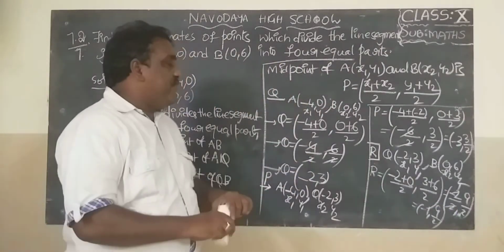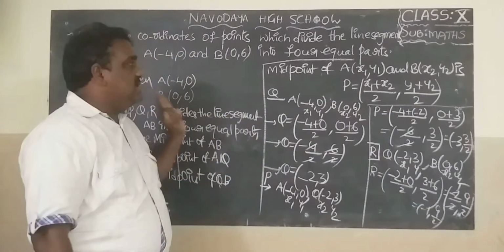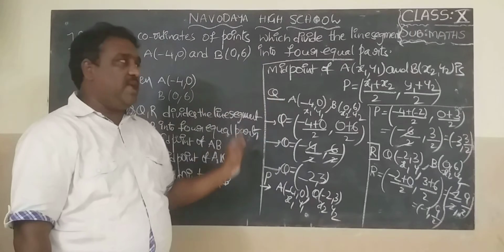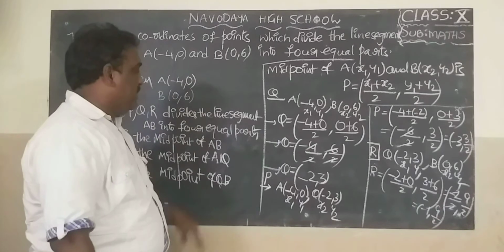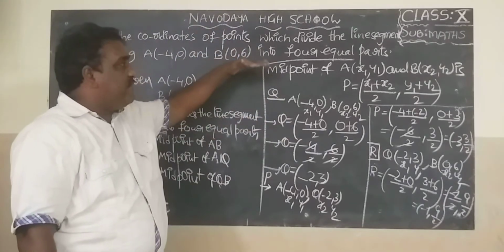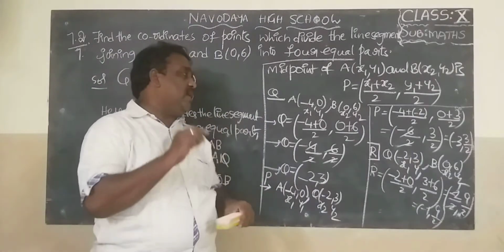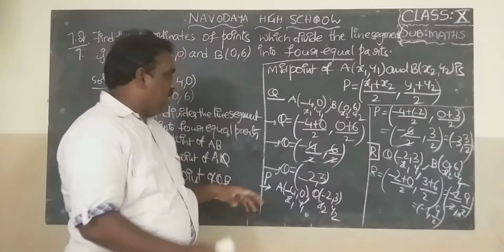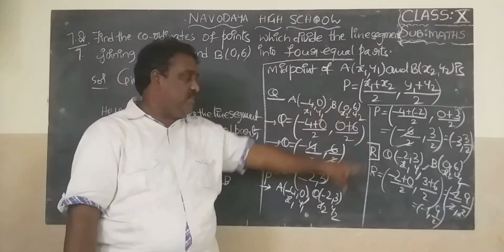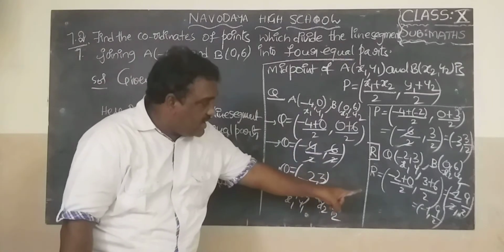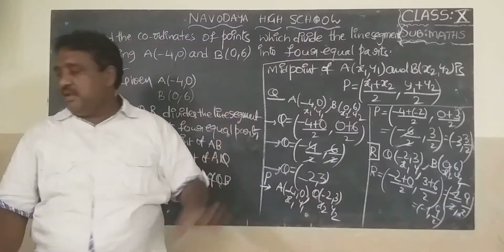So here I follow the midpoint formula only. Okay? So Q is the midpoint of AB, P is the midpoint of AQ, R is the midpoint of QB, and by applying the midpoint formula only, you can apply the ratio formula also. By applying the ratio formula also, you are getting the same answer. So I am getting Q as minus 2 comma 3, P as minus 3 comma 3 by 2, R as minus 1 comma 9 by 2. Okay? That is problem number 7.